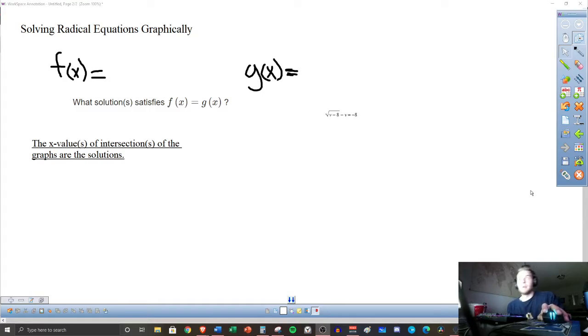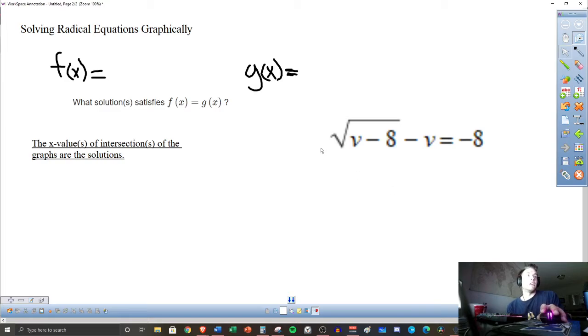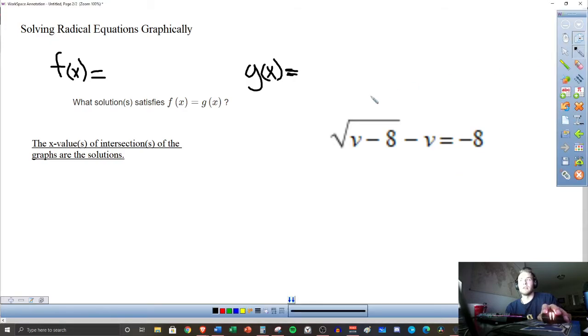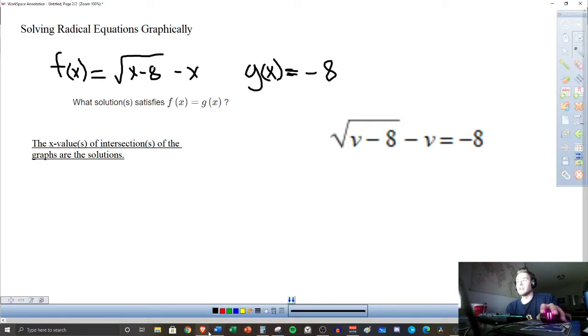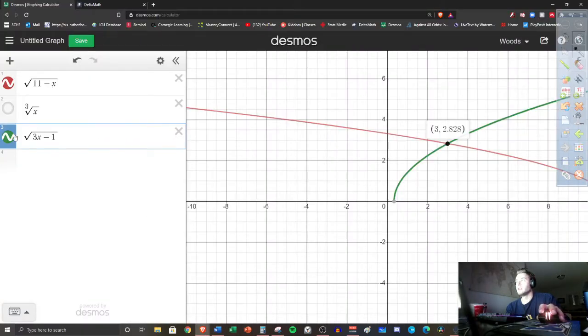All right, so let me show you what I mean. This is exactly what we've been doing, and all we're doing is changing up the format. So here is an original equation that you would have solved in the beginning of this unit. All I'm going to do is take the left side of it, x minus 8, subtract x. So this is the entire left side of the graph, and then on the right side we have negative 8. And that's all I need. So we're going to go ahead and graph these. I'm going to use Desmos just to make this a little bit cleaner.